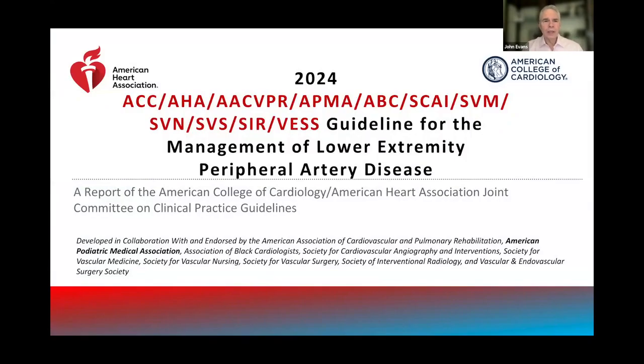In 2020, the American Heart Association and American College of Cardiology reached out to the APMA. They were in the process of revising the 2016 PAD guidelines, and they wanted a representative from podiatry on that writing committee. This was kind of big for us because APMA had never been asked to participate in a project of this scope. So it was pretty cool.